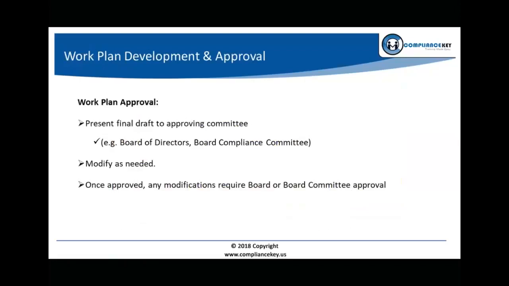So the last piece with regards to the work plan is just getting approval. At this point, you should have a finalized draft from your compliance committee. You've all agreed that these are the projects you want to focus on and the times of the year that you want to focus on them. The next step would be presenting it to your board or board compliance committee, or whoever is the governing body within your organization, to approve that work plan.